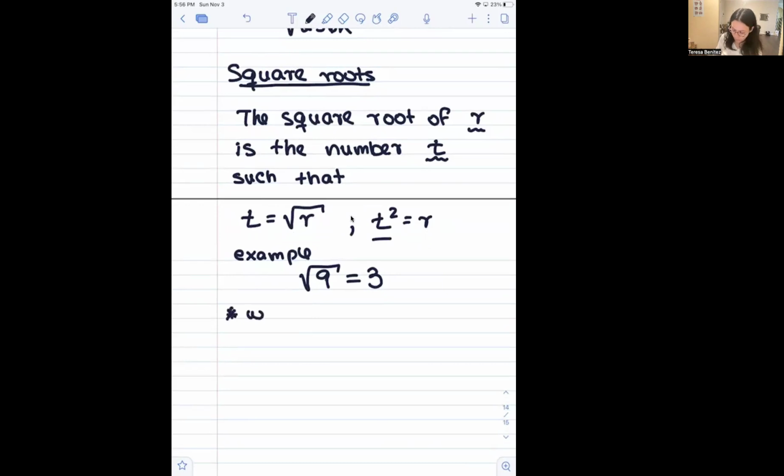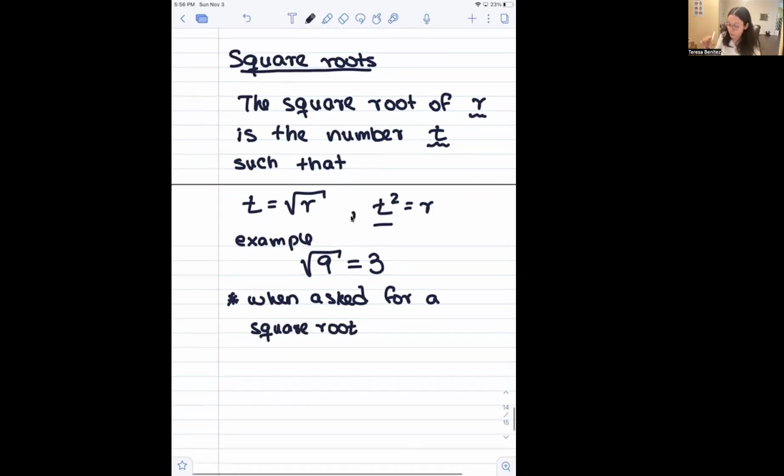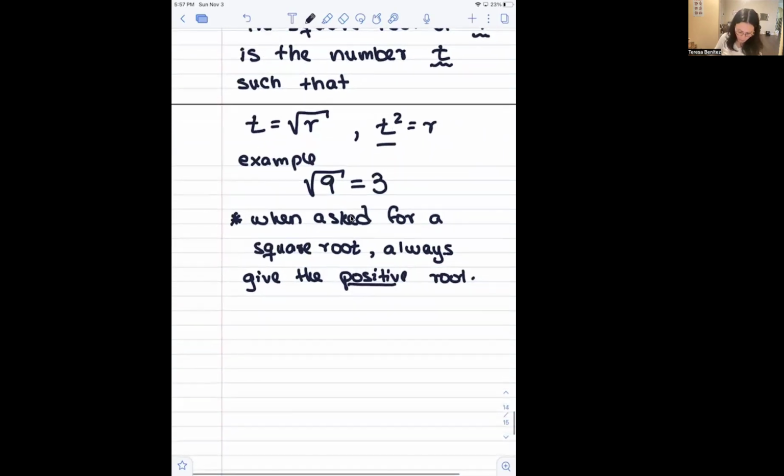When asked for a square root, always give the positive value. I do know that -3 times -3 is also equal to 9, but when I'm looking for the radical, when I have this symbol for the radical, and I'm looking for the square root of 9, I will give the positive root. So always give the positive root. Okay, so this might be a review for some of you.